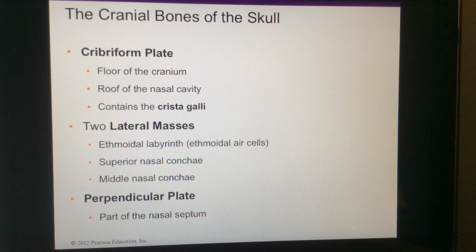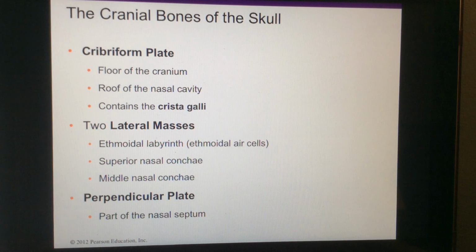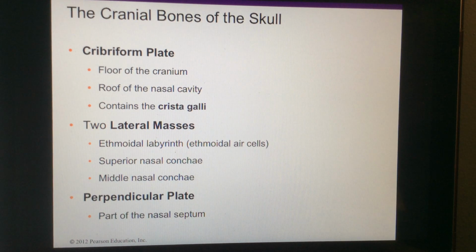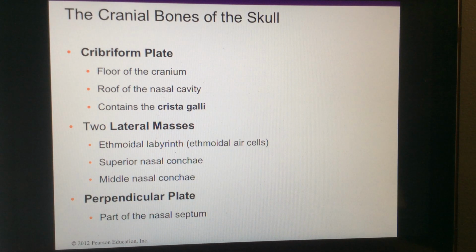It's basically a ligament that helps attach to the brain. So it projects superior to the cribriform plate. They call it the crista galli because it looks like a cock's comb. You have two lateral masses containing the air cells that open into the nasal cavity, and it also has the superior and middle nasal concha.